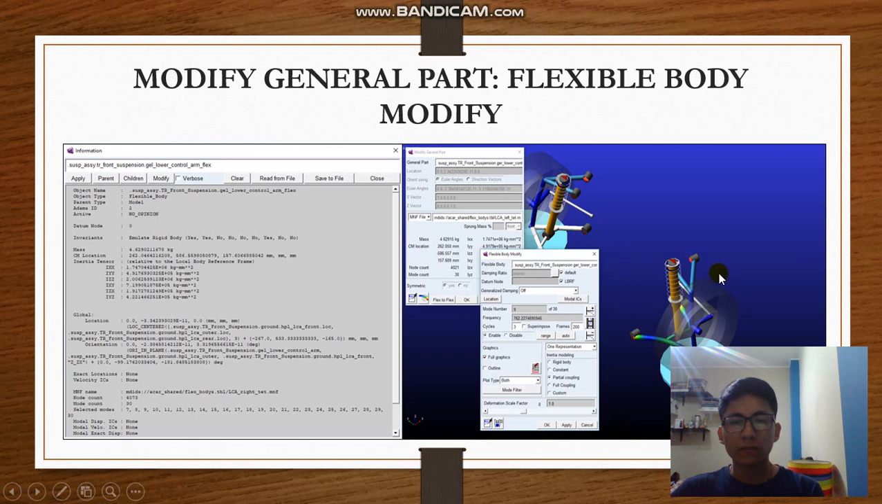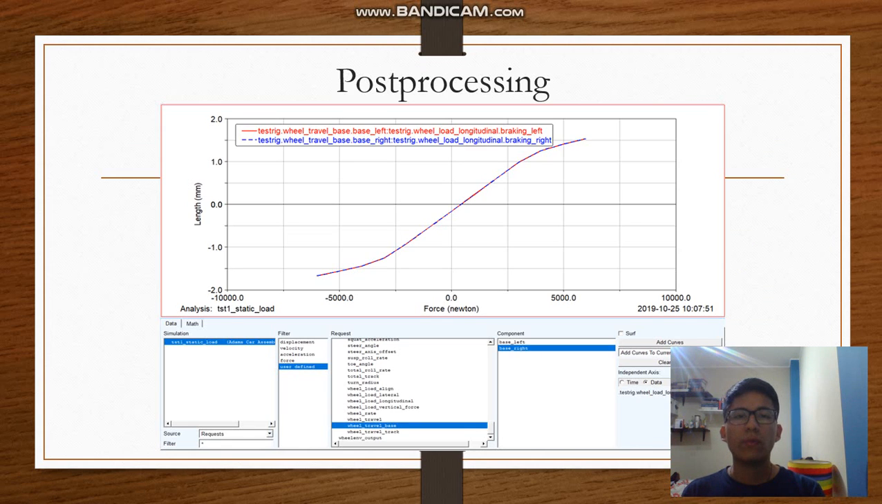To the laboratory. Well, in this picture we can see the comportment of the suspension part. Well, in this post procession we can see the two variables, that is tracing wheel load, longitudinal braking, and wheel travel base, two parts, base left and base right. In this picture we can see the similar comportment.